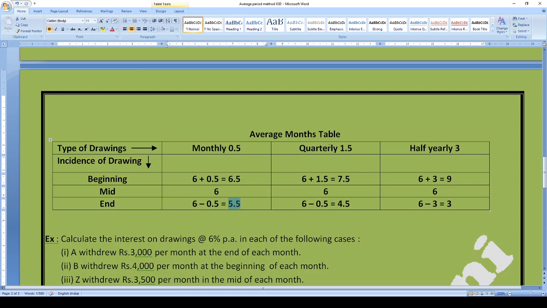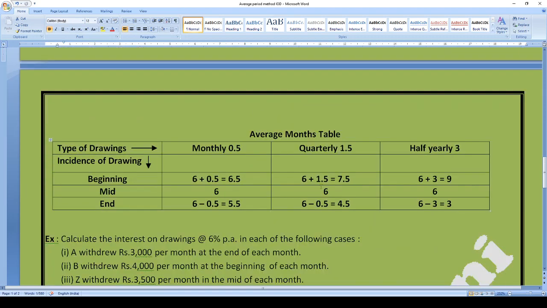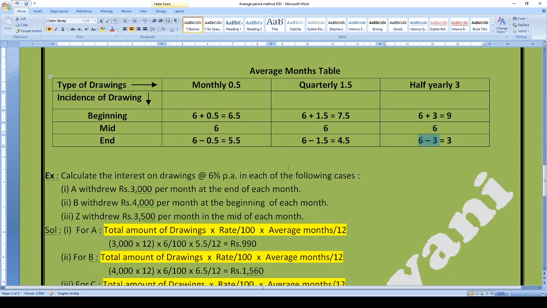Similarly, in case of quarterly drawings, the time difference is 3 months. And when we make half of the difference, it is 1.5. So to calculate the time at the beginning, 6 plus 1.5, and at the end, 6 minus 1.5, that is equal to 4.5. And the last one is, in the case of half yearly drawings, 6 months time difference is there. We make half of it, that is 3. So the average period at the beginning is 6 plus 3, and at the end is 6 minus 3. So I hope this trick will work out for you all very clearly.